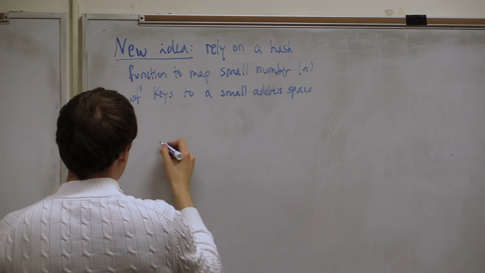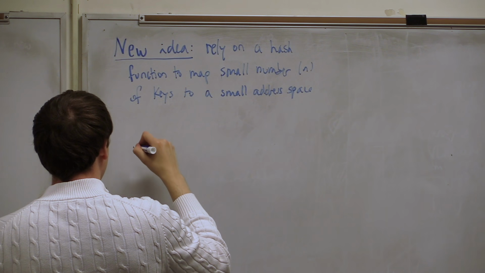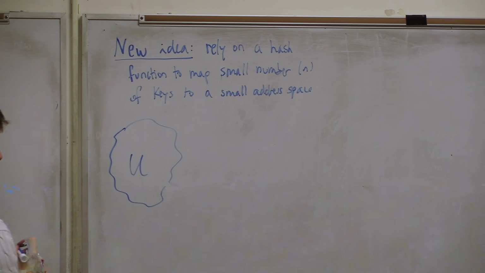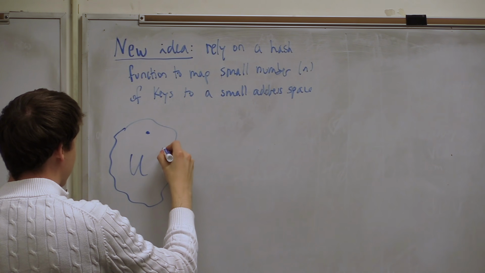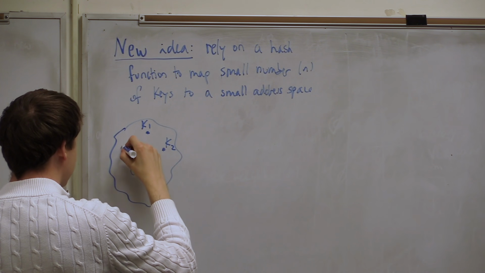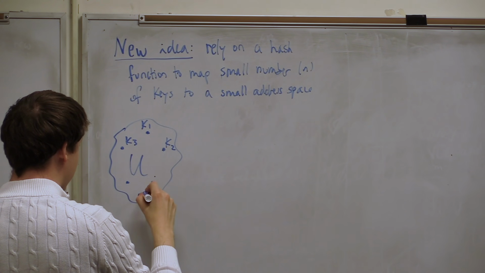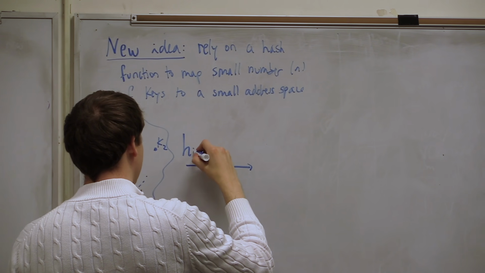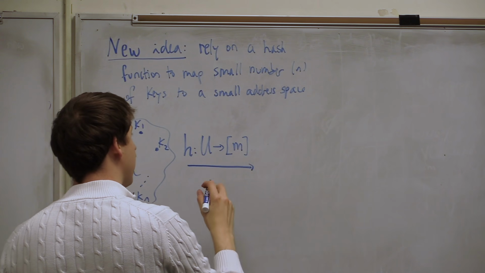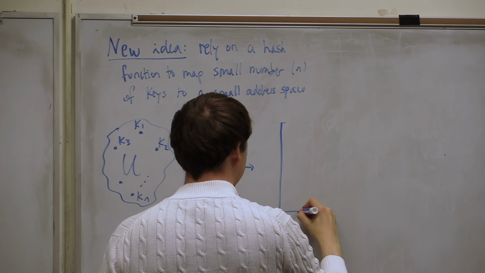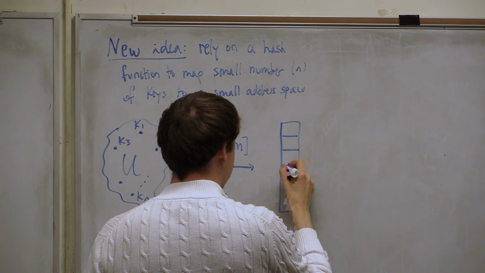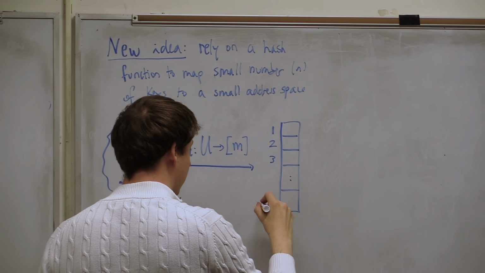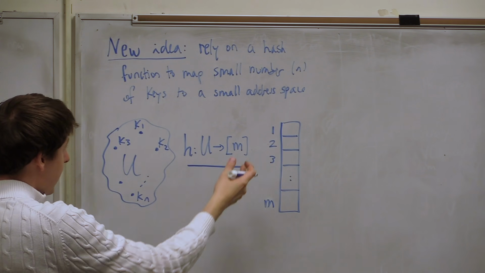So out of all the possible keys in the universe U, we are only interested in a small number of them. Here's K1, here's K2, here's K3, up to Kn. There's only n keys we really care about. And we're going to apply a hash function which maps any key to a small array of size m, which we can view this way as buckets or slots, right? That's slot 1, slot 2, slot 3, up to slot m.